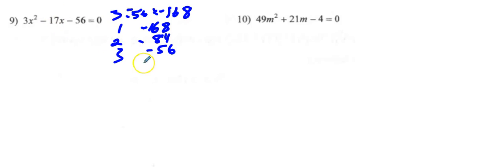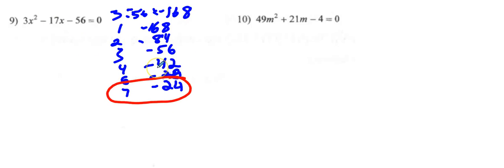We're still not adding up to negative 17 yet though. So 4 and negative 42. I'm just finding these by dividing 168 by these numbers and seeing what we get. If you get something that's not a whole number, don't use it. Not a factor. 6 and negative 28. We're getting closer because negative 28 plus 6 is negative 22, but we're still not negative 17. 7 and negative 24. And this is the pair that we're looking for because negative 24 plus 7 is negative 17. So that's what we're going to hang on to.